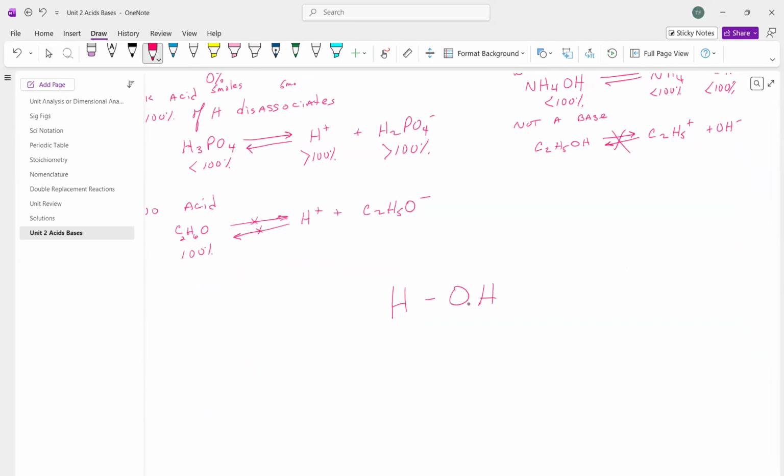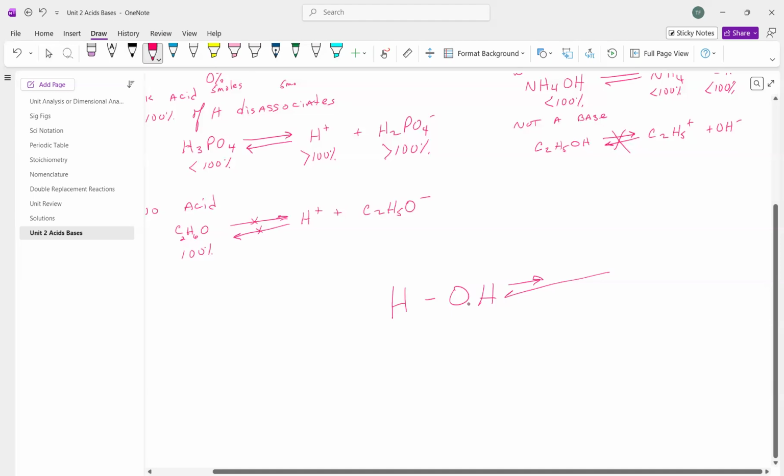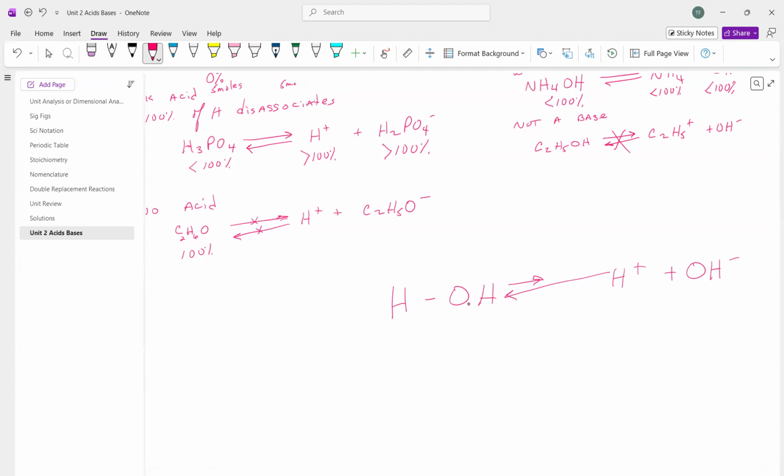Now, it's got an H, so it could be an acid. It's got an OH, so it could be a base. But guess what? It does both. So it fulfills the function of an acid, dissociating an H ion, and fulfills the definition of a base, releasing OH minus. So your water is both an acid and a base.